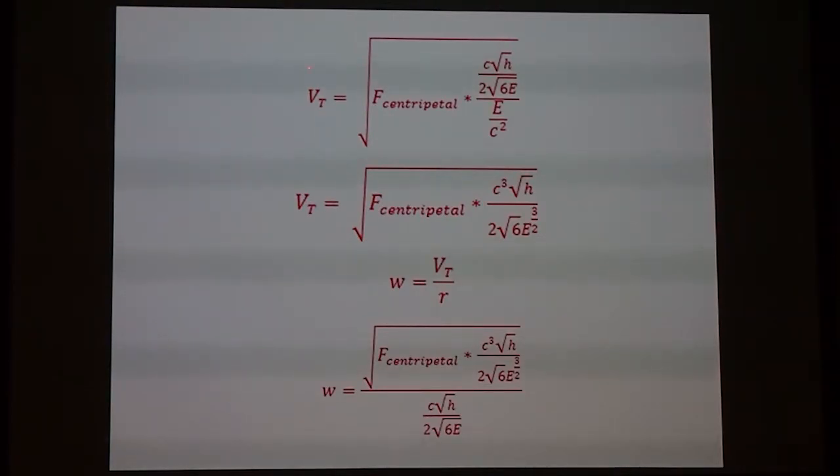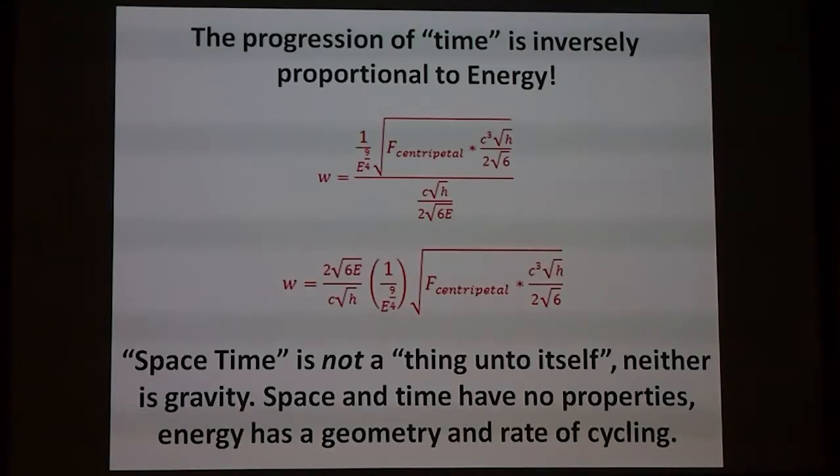So we can substitute that into our original equation, and then we can transform this tangential velocity into an angular frequency by dividing by the radius. Once again, just using classical Newtonian mechanics. And we get this equation. And if we simplify that, we get this very interesting and amazing result, that the frequency is inversely proportional to the energy content.